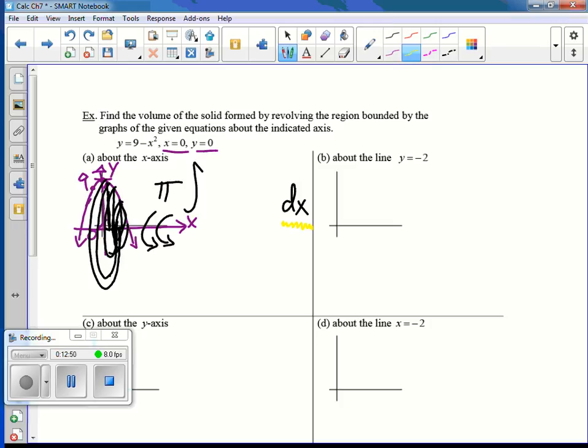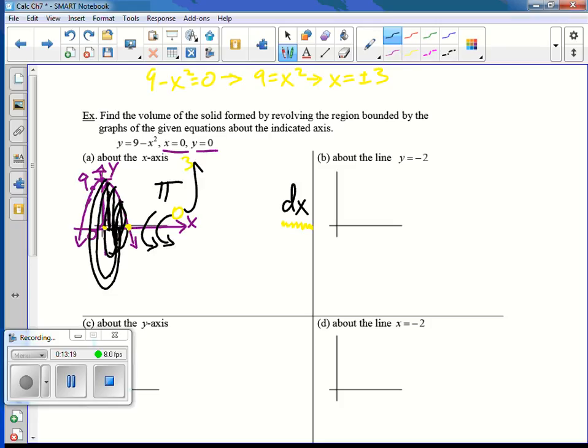So my lower bound, if you look back here, is 0. And what's the upper bound? Well, you need to find out when this graph touches the x-axis. So you take this equation and make it equal to 0. Using some basic algebra, we get x equals plus and minus 3. Of course, we're doing the one in the first quadrant, so we want the positive 3. There it is. And now we want the radius.